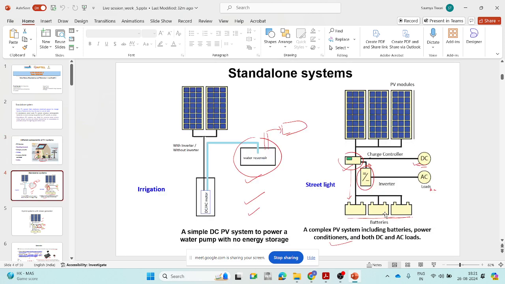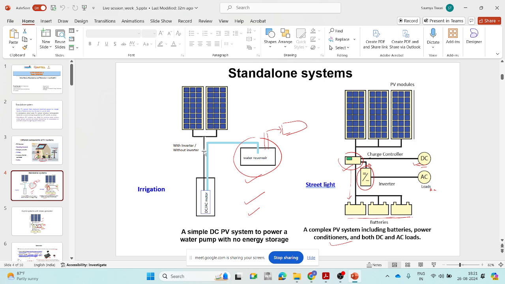So in a standalone system, this is off grid. Whatever energy is generated from the PV module, the typical example is the water pumping irrigation system or the street light that you might have seen on the roads. There a PV module is just there, and we have this AC/DC motor, which drives the pump to draw water, like from a borewell. So it can be with energy storage or without energy storage.